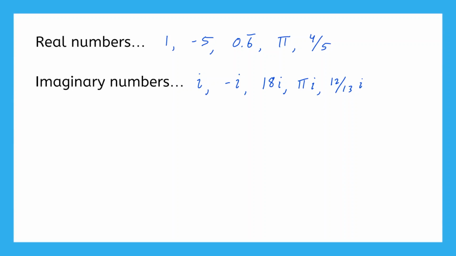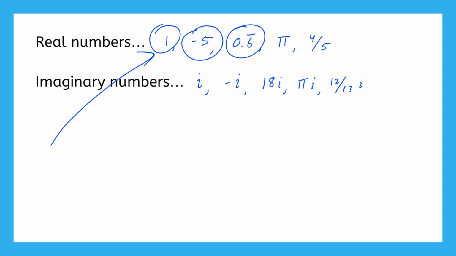So here we have two lists. Let's first talk about this list of real numbers and make some observations. Notice that a real number could be positive, like 1, or it could also be negative, like -5. Now, a real number could also be a repeating decimal or any other decimal like 0.5 or 0.8. So here we have 0.6 repeated. There's a real number. Also, something like pi is considered a real number.